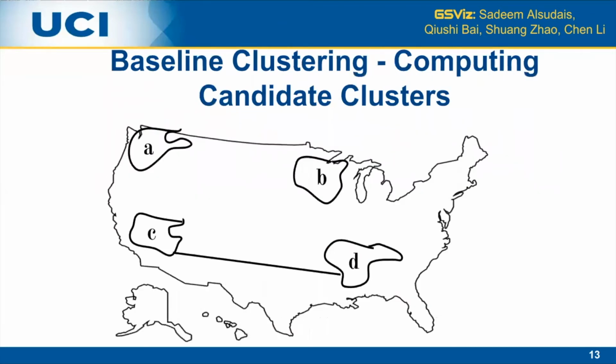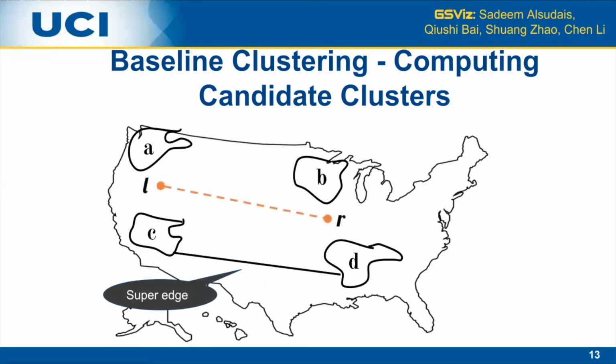Let's consider a baseline vertex clustering algorithm. Consider the snapshot of these existing clusters. An edge between two clusters is said to be a super edge because it's an aggregation of the edges across the two clusters. Upon the arrival of a new edge from a new batch, we want to know which clusters each vertex should be merged into.